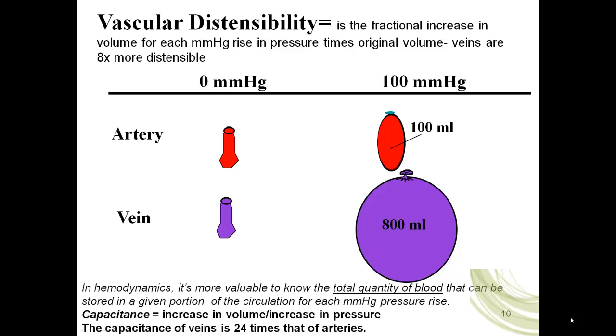So in the end, what I want you to know is this. Veins, because they don't have a thick tunica media, have a lot of connective tissue, especially elastin tissue. They have 8 times more distensibility than arteries, and they have 24 times the capacitance. That means they can really expand their volume for any given increase in pressure.